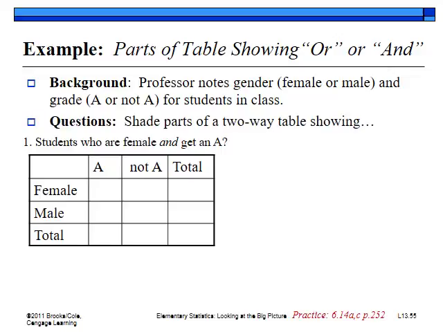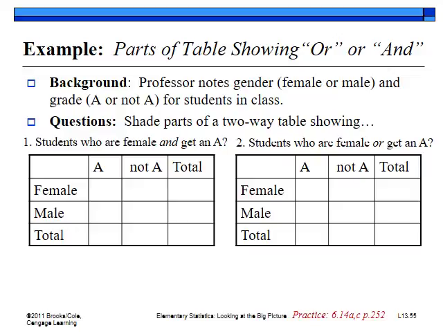If we're given a two-way table that shows that set of data, where should we look to find the students who are female and who got an A? Where should we look to find the students who are female or got an A?